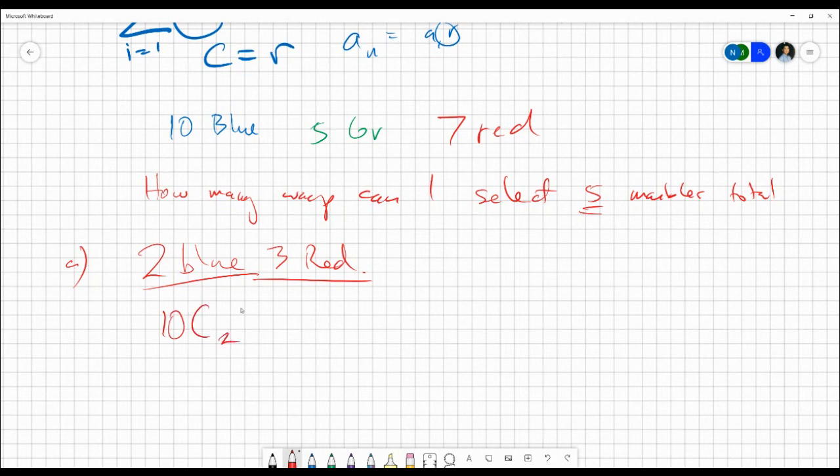Okay. So that's for the blue one. And then similarly for the red one, I have 7 choose 3. Now what do you do with these 2 numbers? The fundamental counting principle says that you multiply.